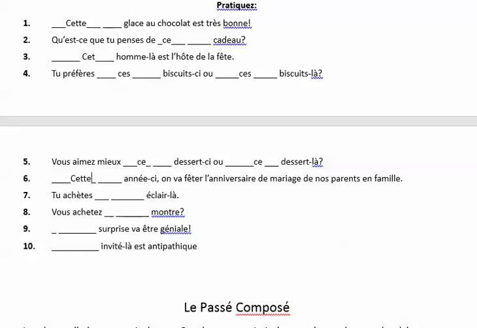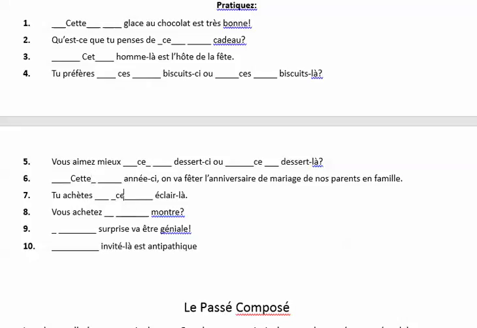So cette, because année is a feminine noun. It starts with a vowel sound, but you still have to put cette, like that. C-E-T-T-E. It doesn't matter if it's with a vowel sound or not. Only if it's masculine, then you put C-E-T, like number 7.